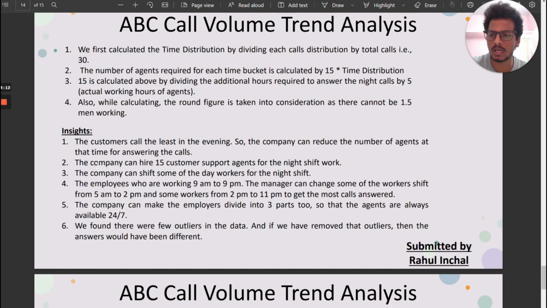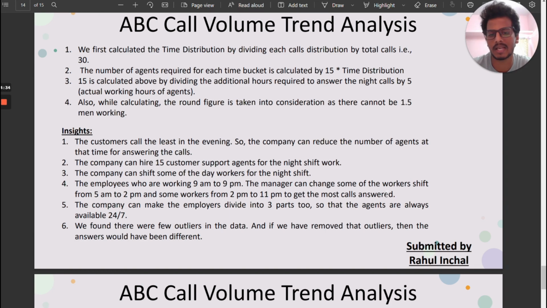Yeah, the company can hire 15 customer support agents for the night shift work. The company can shift some of the day workers to the night shift. The employees who are working from 9 a.m., that is the morning shift, the manager can change some of the workers' shifts to 5 a.m. to 2 p.m. as well, and some workers can also be part of 2 p.m. to 11 p.m. to get most of the calls answered.